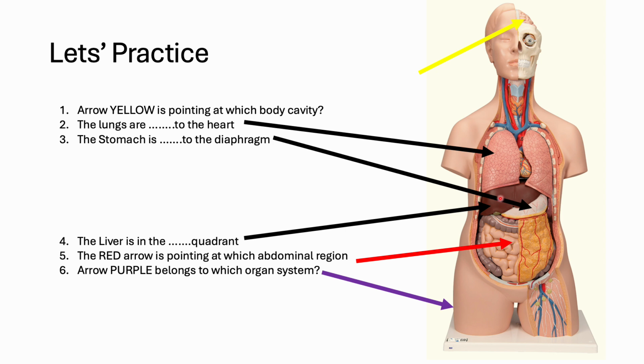Then we have the liver. The liver is in what quadrant? Hopefully we're all saying the right upper quadrant. The red arrow is pointing at which abdominal region? Hopefully we're all yelling umbilical. Awesome. And here we have the purple arrow. Which organ system does it belong to? I'm pointing at the skin. And the skin is a part of the integumentary system.